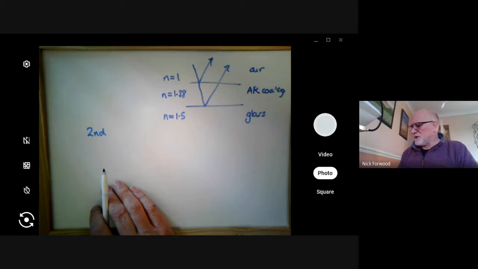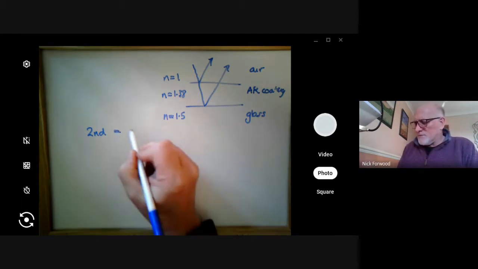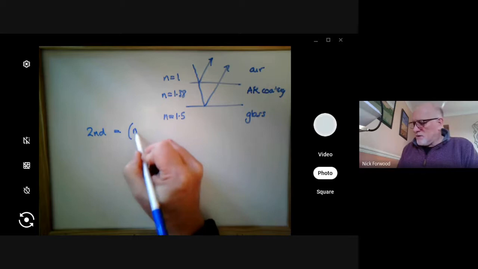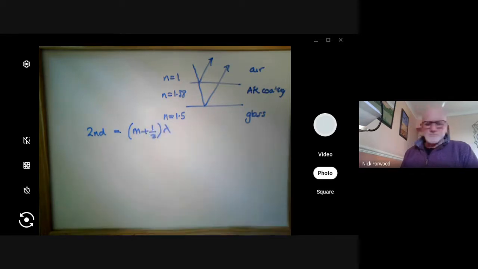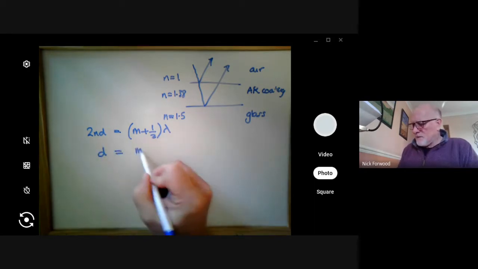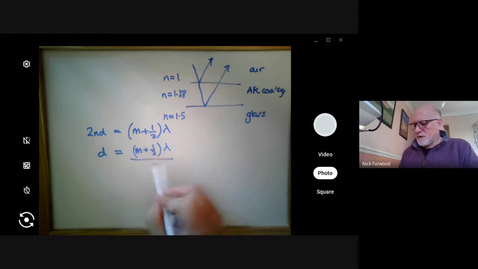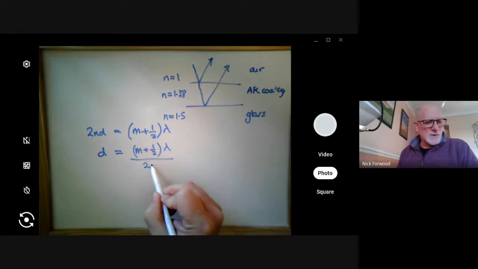So you want a lens coating that's set up for destructive interference, and our destructive interference formula, as you all know by now, is (m plus a half) lambda, and we can rewrite that to get our lens thickness: (m plus a half) lambda on top and 2n on the bottom.